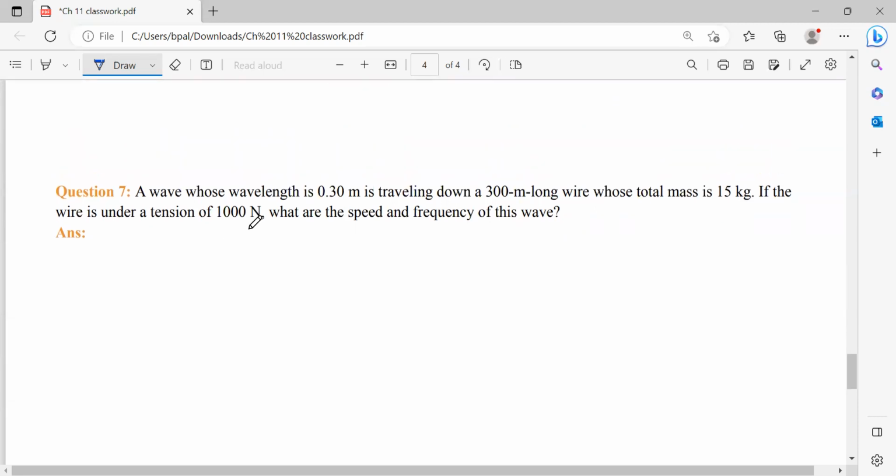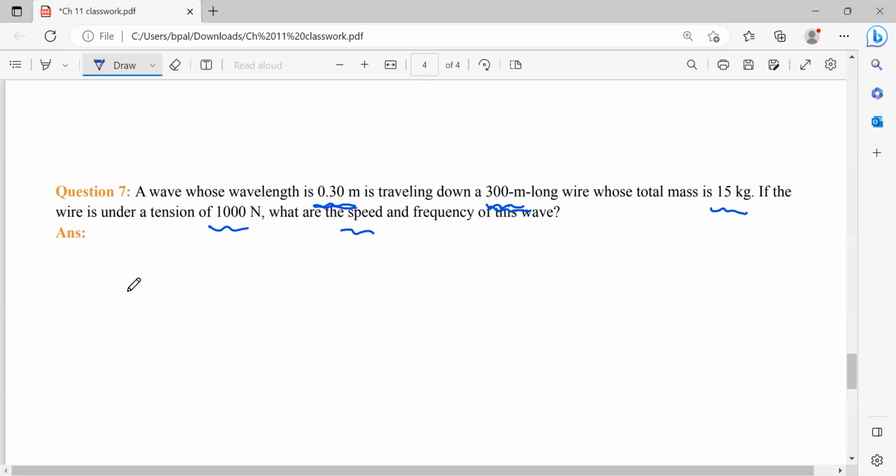Now this is about the speed of the wave. So what are we given? We are given the mass. We are given the length. Sorry, this is the length of the piano wire. So this is the wavelength of the wave, and the length is this one, the mass is this one, and the tension is this one. What you have to calculate is the speed and frequency of the wave.